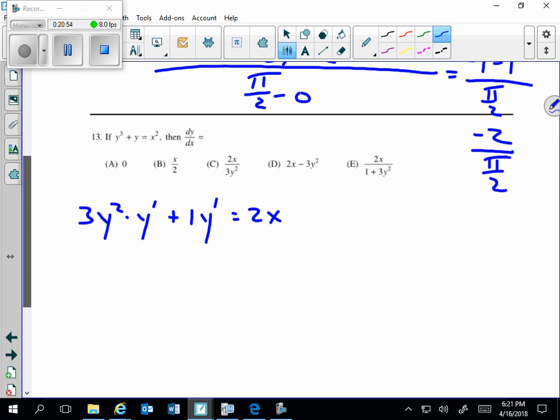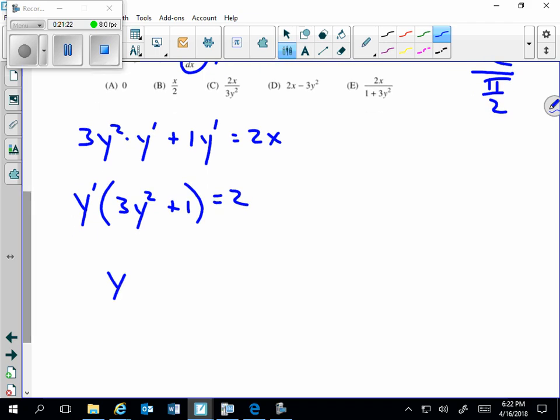Okay? I got a problem. I get 2y primes. How do I change the left-hand side so there is only one y prime? Because that's what I'm solving for. This means y prime, correct? I'm going to factor. If I factor out a y prime, I get 3y squared plus 1 equals 2x. And if I divide, I get y prime equals 2 over 3y squared plus 1. Switching the order around a little bit gives me letter E.